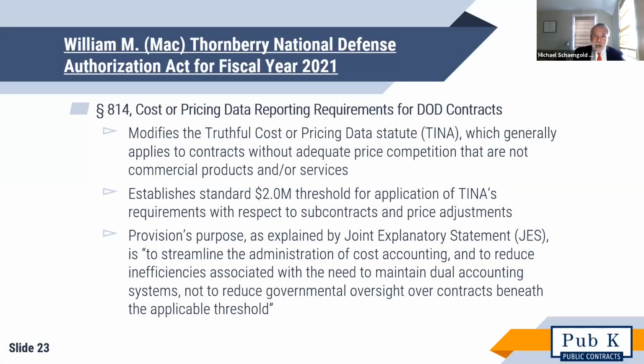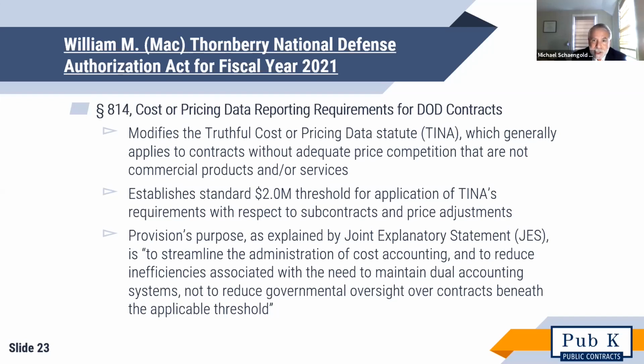Section 814 modifies the Truthful Cost or Pricing Data Statute, formerly known as the Truth in Negotiations Act, or TINA, and still commonly known as that. TINA generally applies to contracts without adequate price competition that are not commercial products or services. Under Section 814 and subject to those qualifications, this provision establishes a standard $2 million threshold for application of the requirements of TINA with respect to subcontracts, modifications, and price adjustments.